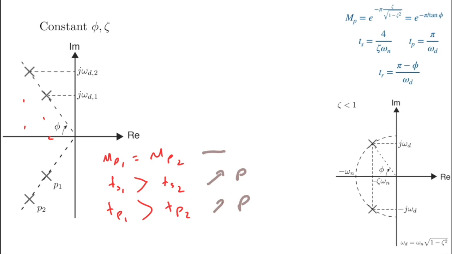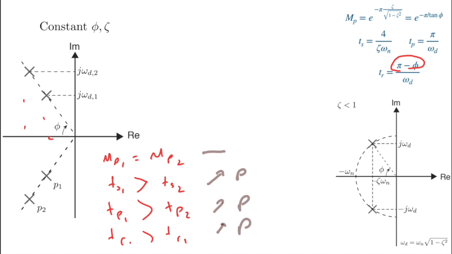Now the rise time. As you can see here, it is similar to the peak time. Pi is constant, and phi is constant for this specific case. If I increase omega d, I will decrease the rise time. So as you can see, I improve the peak time and rise time performance. If you keep the damping ratio constant and increase the natural frequency, then except for overshoot, which stays the same, you get consistently improved performance.